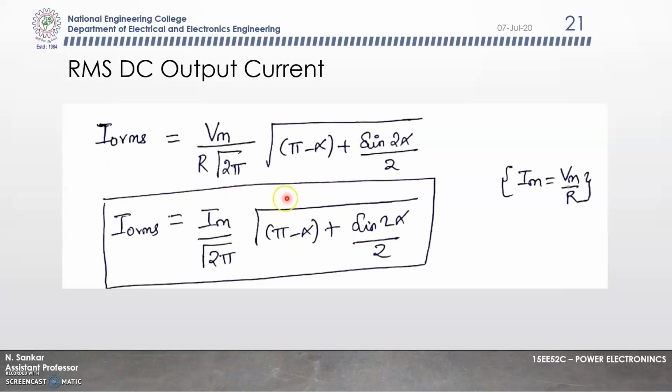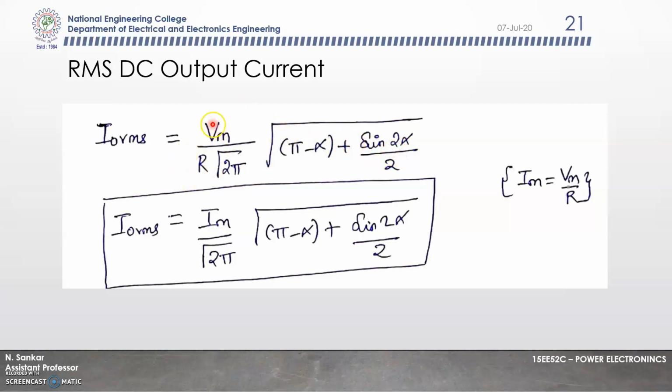So next one, RMS DC output current, same as our average DC output current. So I0 RMS is equal to V0 RMS by R. We already found the value of V0 RMS, that is Vm by root 2 pi into root of pi minus alpha plus sin 2 alpha by 2.